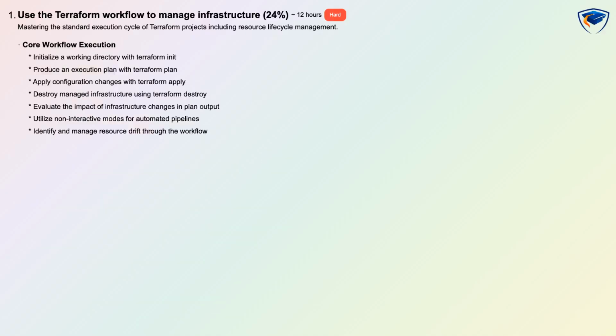Use the Terraform workflow to manage infrastructure domain is where you will learn how to manage infrastructure using Terraform. This includes initializing a working directory, producing an execution plan, applying configuration changes, and destroying managed infrastructure. You will also learn how to utilize non-interactive modes for automated pipelines, identify and manage resource drift through the workflow, and understand the impact of infrastructure changes in plan output. This domain is worth 24% of the exam and is considered hard, requiring around 12 hours of study time.